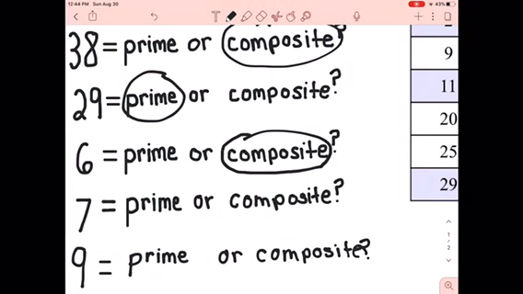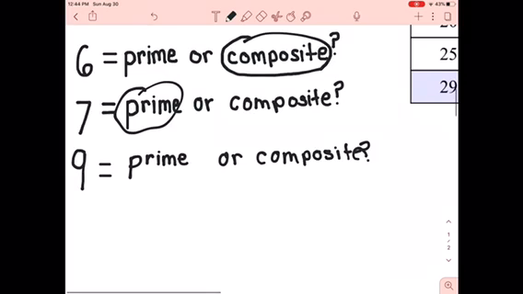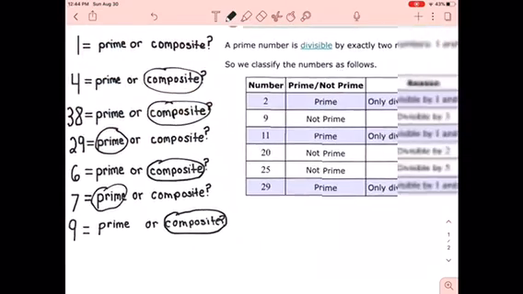Prime or composite? It's odd, but it could be divided by something. Let's think. I don't think it is, so let's circle prime. Now we'll move on to 9. 9 is odd, but it still could be composite. 9 divided by 1 is 9, but 9 divided by 3 is 3. That means it's composite. Even if it's an odd number, it can still be composite.